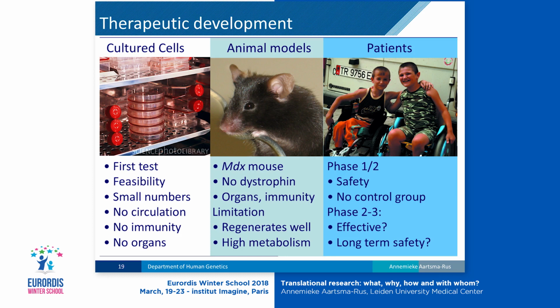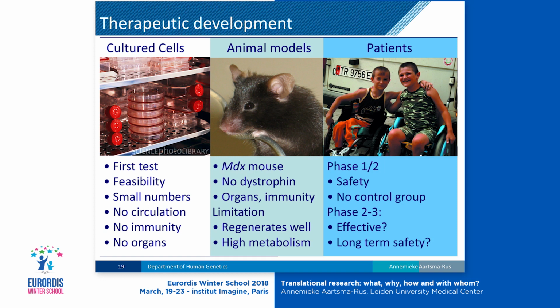So then back to the therapeutic development. We've seen this part, the cultured cells, which seem to work. But cultured cells are very easy. Because you have a small number of cells, you can just add whatever compound you have in high amounts. There's no circulation, so you don't need to think, well, will this be delivered to my tissue of interest? There's no immune system that can disable your therapy. There are no organs that can break down or clear your therapy. It's a first test, but it's easy.